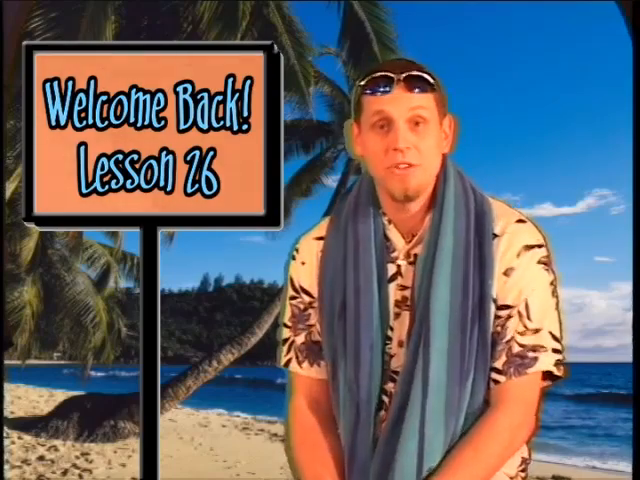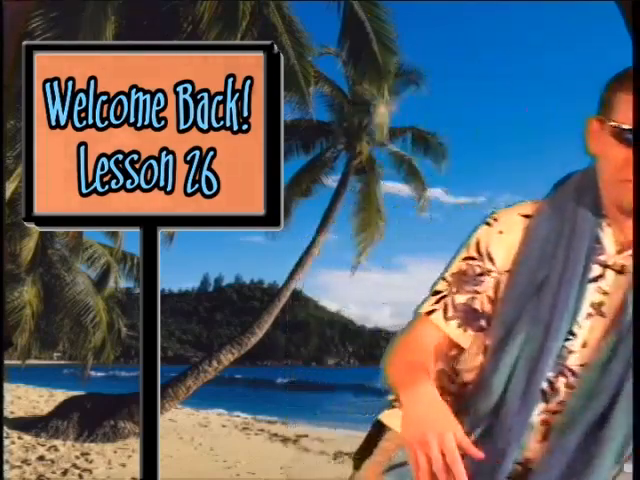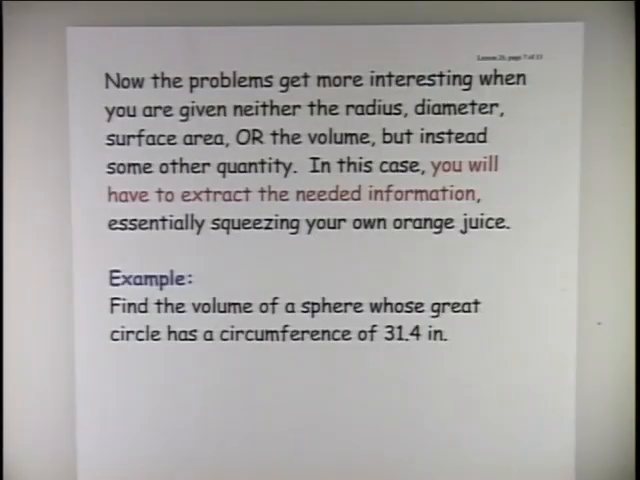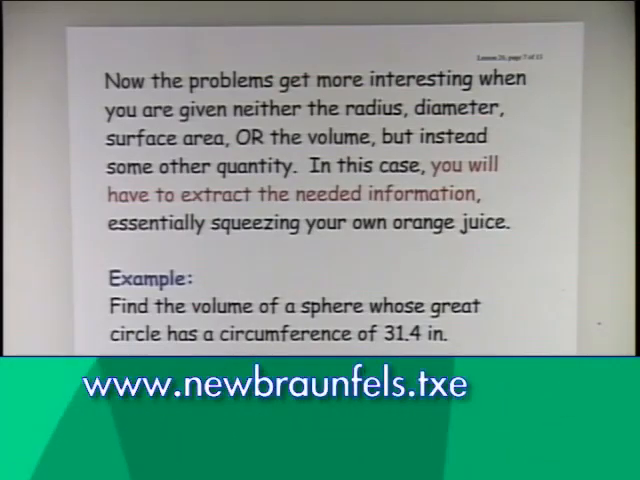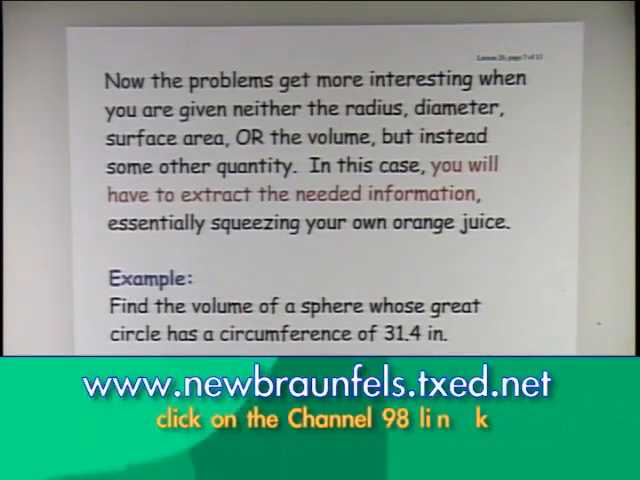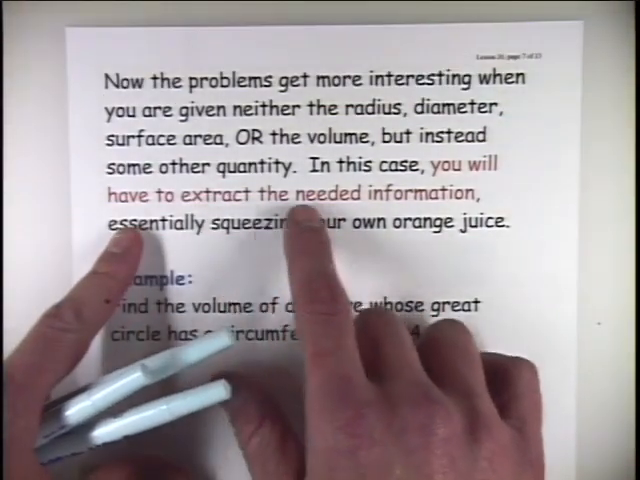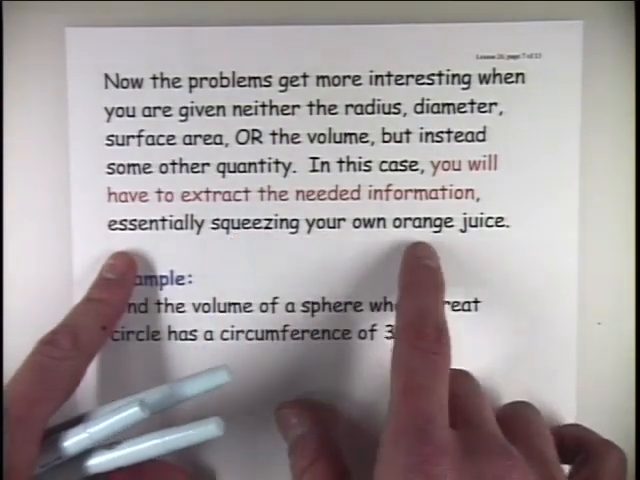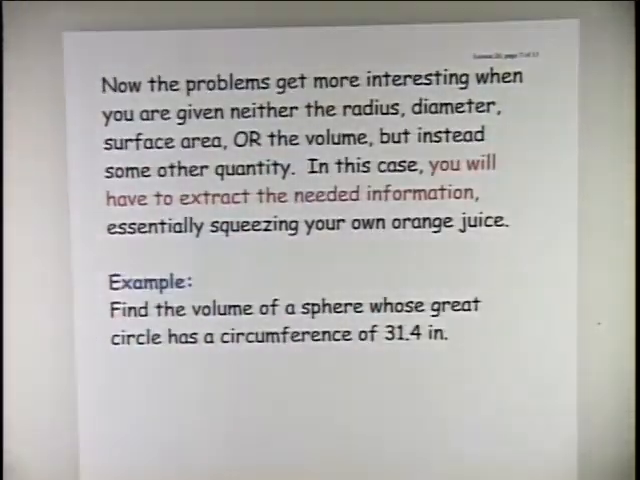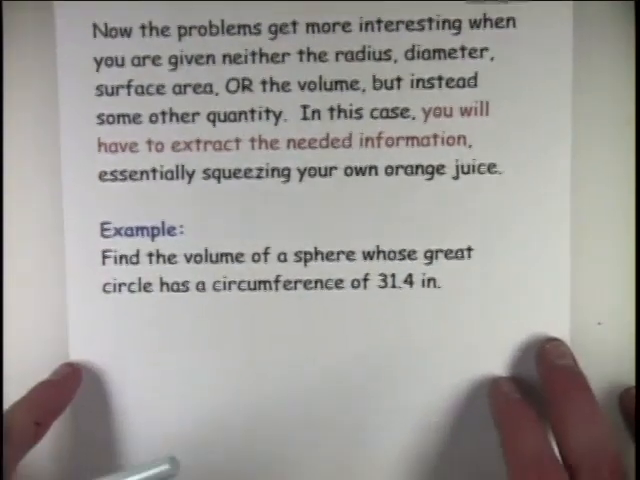Well, let's bounce right back into our lesson on spheres. All right, now the problems can get more interesting when you're given neither the radius, nor the diameter, nor the surface area, and you're not even given the volume. Instead, you're given some other quantity. Now, don't panic. In this case, you're just going to have to extract the needed information from what's given. It's kind of like squeezing your own orange juice when you're handed an orange, okay? You're just going to have to do a little bit more work. Not a problem. Don't panic.